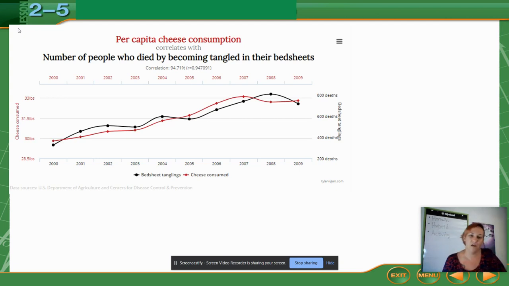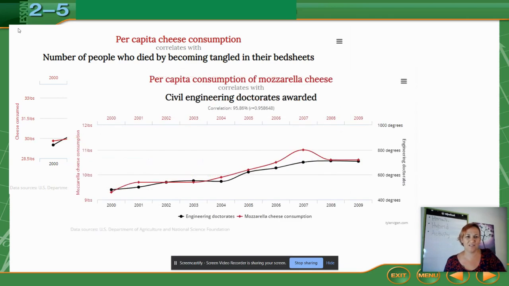So here I have the red line is cheese consumption. That's how much cheese is eaten, and the black line is the number of people who died becoming tangled in their bed sheets. So as you can very clearly see, the more cheese we eat, the more people get tangled in their bed sheets. I don't think that that's true, but there's the data for it. Here's another cheese one. We have mozzarella cheese. The more mozzarella cheese that we eat, the more people get an engineering doctorate. So if we want to get more engineers out in the world, we should eat lots of mozzarella cheese.